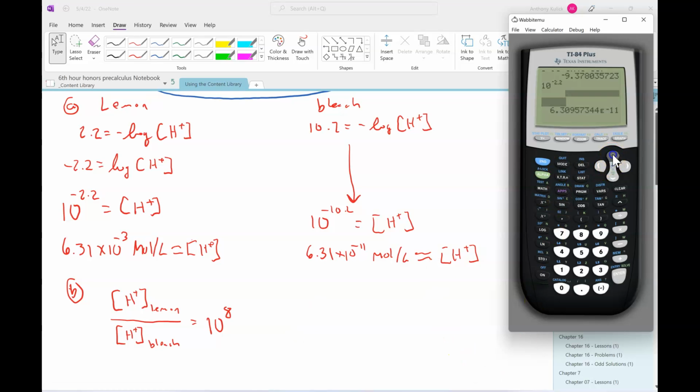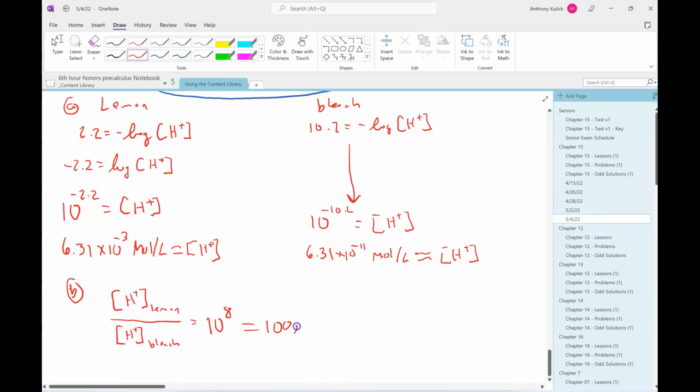Or if you're not, you're like, wait a minute, Mr. Kulak. Okay, you can do it on your calculator. You just do the lemon concentration divided by the bleach concentration. That is about 100 million. Wow. It's a lot more ions, huh? Yay, chemistry. Cool with this one? Not a big deal, right?